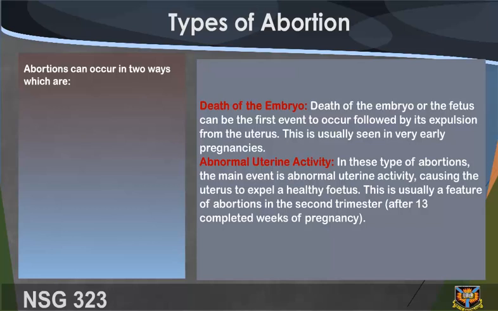Abnormal uterine activity. In this type of abortion, the main event is abnormal uterine activity, causing the uterus to expel a healthy fetus. This is usually a feature of abortions in the second trimester, after 13 completed weeks of pregnancy.